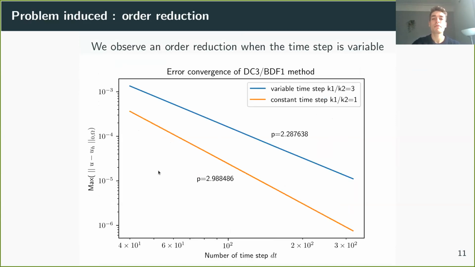But then a problem appears when we use variable time step. I told you before that it's very important to check with different time steps. We saw that with constant time step it was working well. With the method DC3 BDF1, it's still working with the constant time step, no problem. But for the variable time step, we can see that there is an order reduction. So what is the cause of this order reduction?